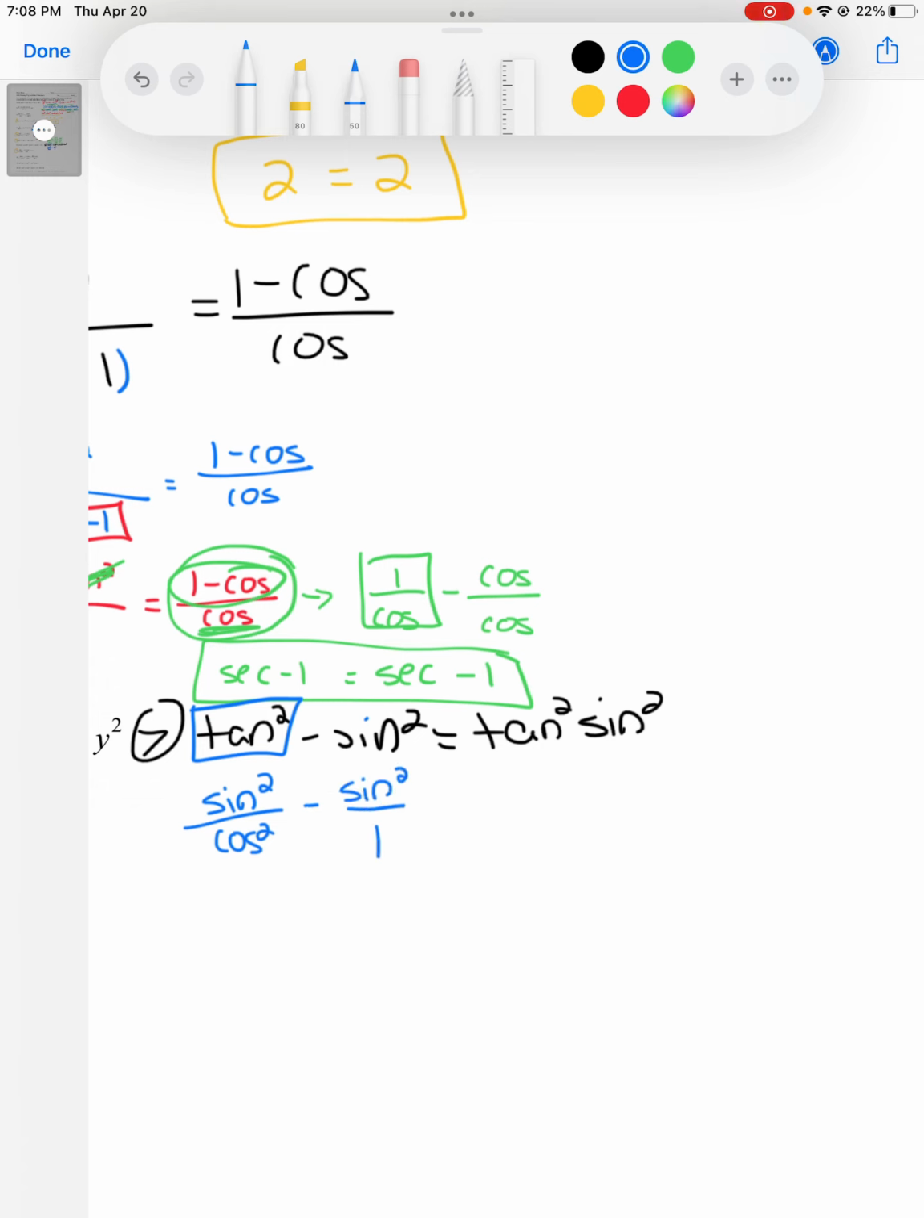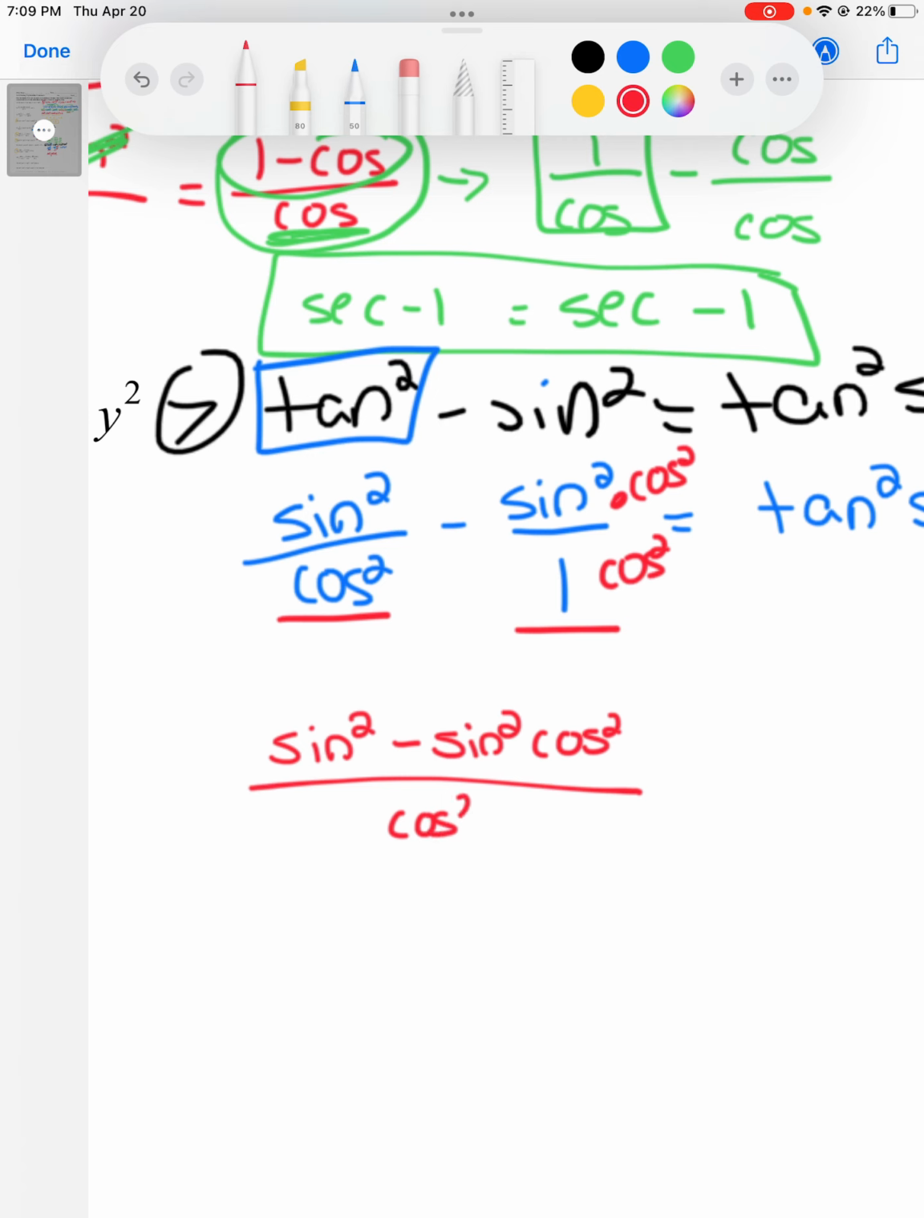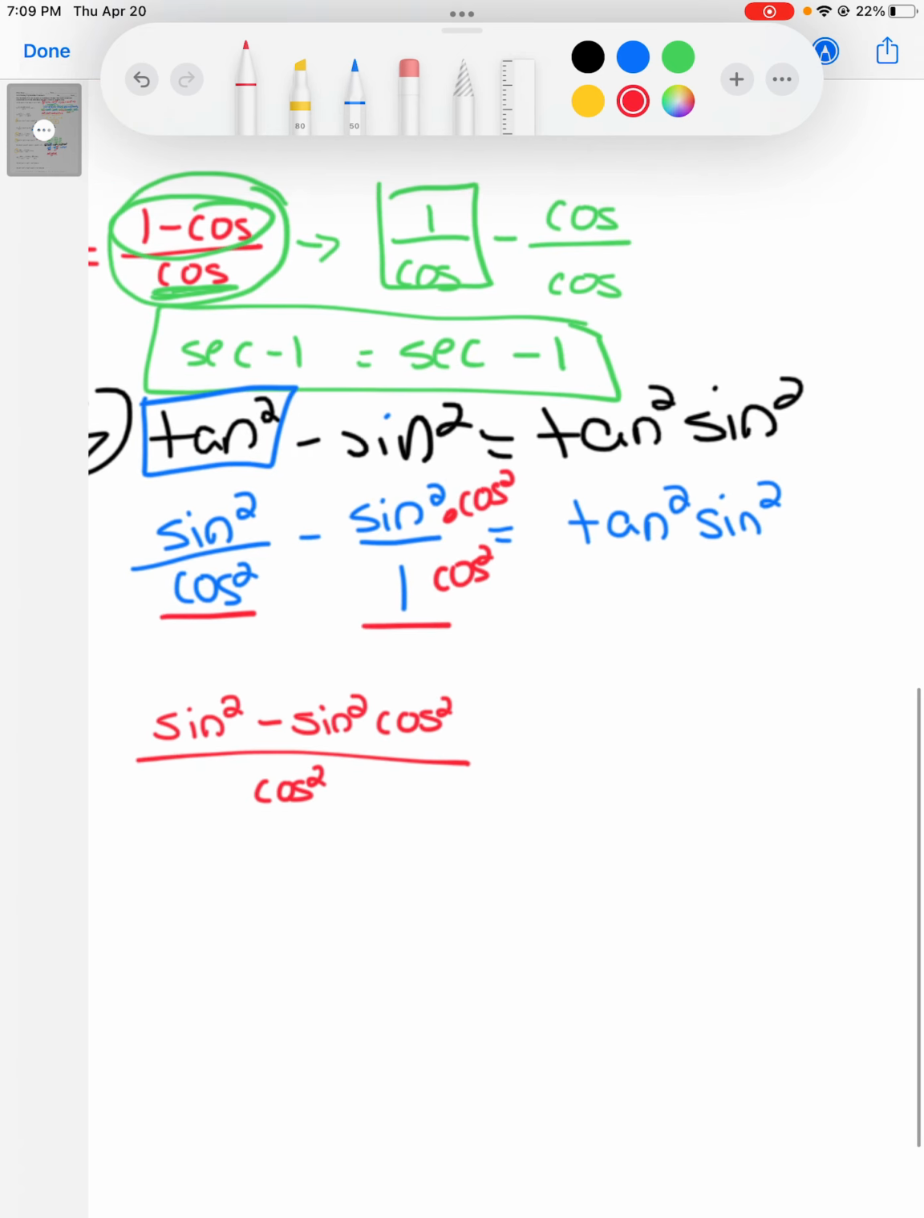So, the nice thing is we can combine fractions. In order to combine fractions, we have to have the same denominator. So we need to times this by cosine squared so they have the same denominator. So what I have is sine squared minus sine squared times, right? These are times together, cosine squared over cosine squared. Okay, and that still equals tangent squared and sine squared.